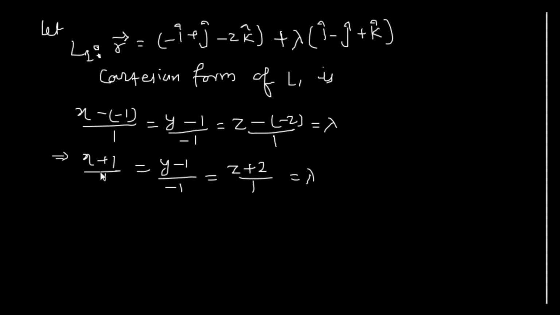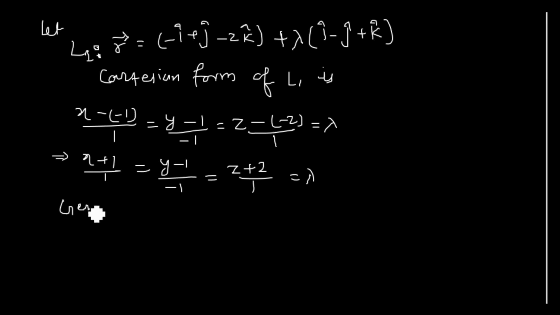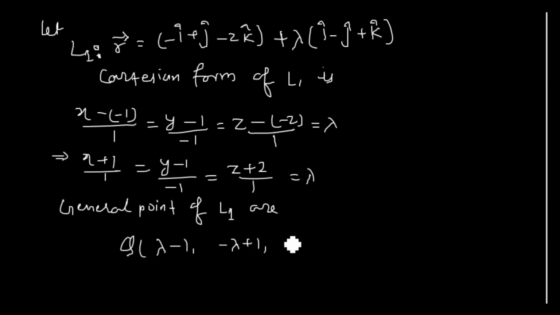So this is (x plus 1) by 1, (y minus 1) by minus 1 and (z plus 2) by 1. From here we will find the general point of this line L1. Let this be the point Q. So from here it is lambda minus 1, minus lambda plus 1, and lambda minus 2. So this is the point Q.